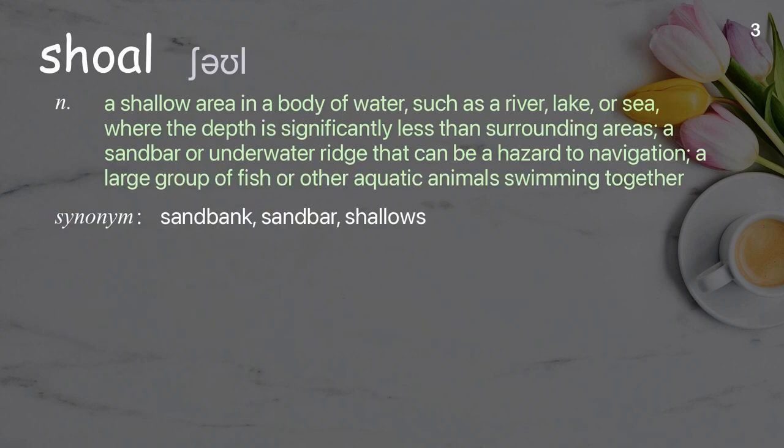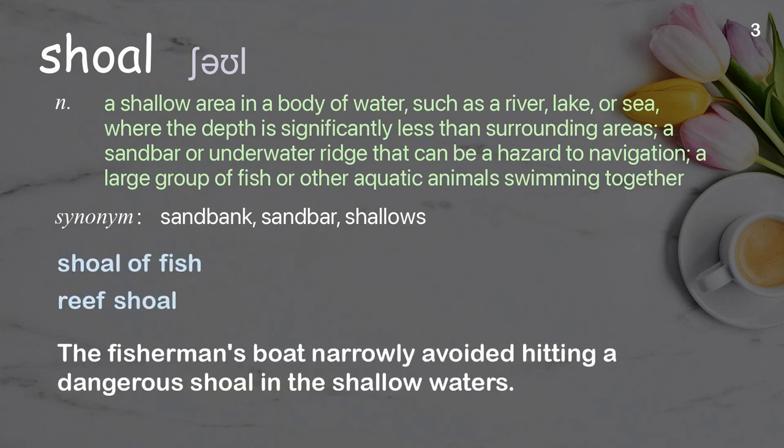Shoal. A shallow area in a body of water, such as a river, lake, or sea, where the depth is significantly less than surrounding areas, a sandbar or underwater ridge that can be a hazard to navigation, a large group of fish or other aquatic animals swimming together. Examples. Shoal of fish. Reef shoal. The fisherman's boat narrowly avoided hitting a dangerous shoal in the shallow waters.